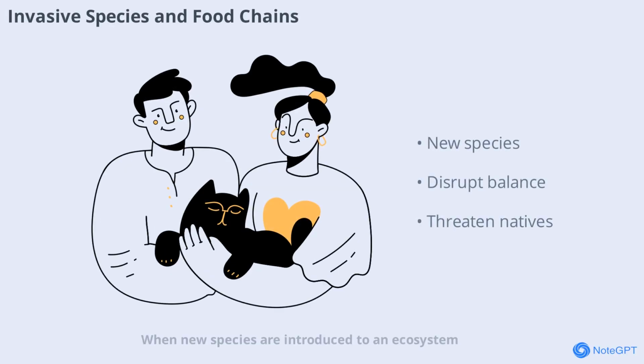When new species are introduced to an ecosystem, they can disrupt existing food chains. Invasive species may outcompete native organisms for food or become predators with no natural enemies. This can lead to imbalances and threaten the survival of native species. Managing invasive species is crucial for protecting food chains.